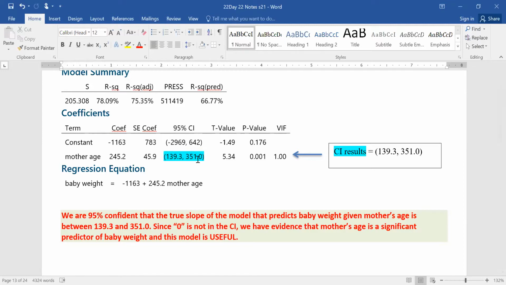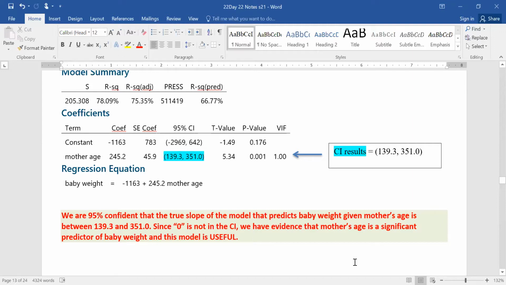Then I have to make my follow-up. It's a positive to positive. That means 0 is not in my CI. If 0 is not in my CI, that means I have a significant slope, so meaning I'm showing that my slope is something different than 0. That means that my model is significant, it's useful. And that's what I'm going to state. So since 0 is not in the CI, we have evidence that this model is useful. Okay, so that's my CI.